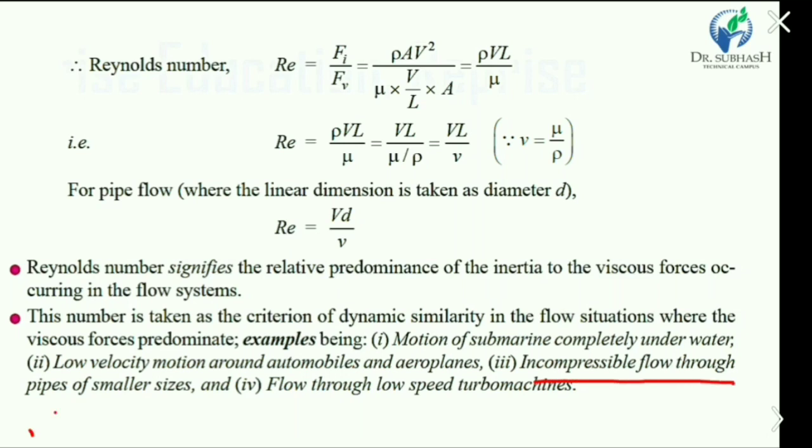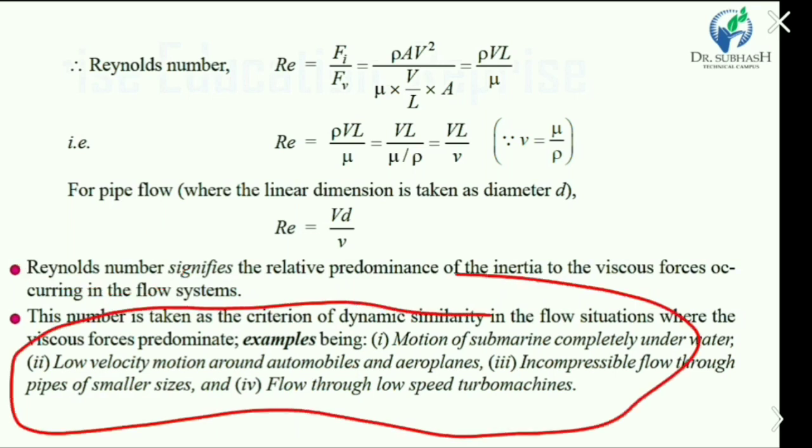Incompressible flow through the pipes of small size and flow through low speed turbo machines. So in all these cases, Reynolds numbers are predominant or important. We can see from these examples.